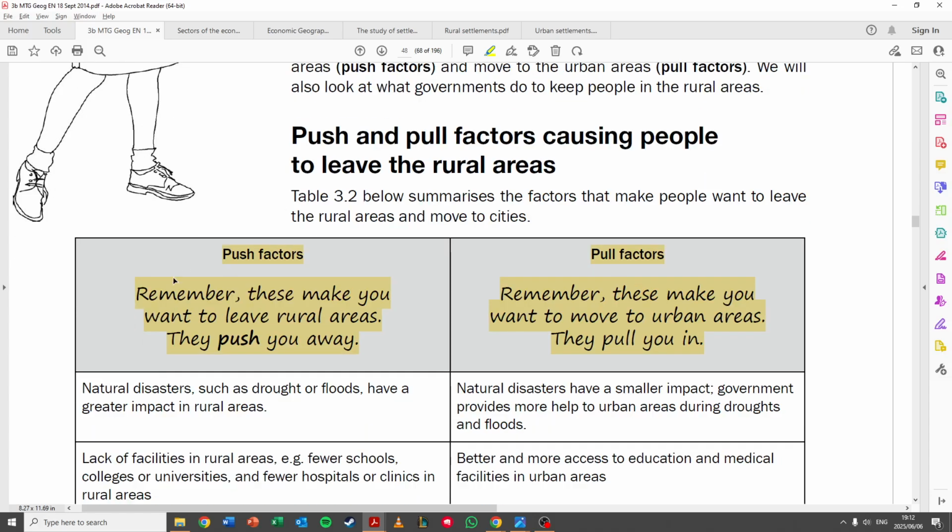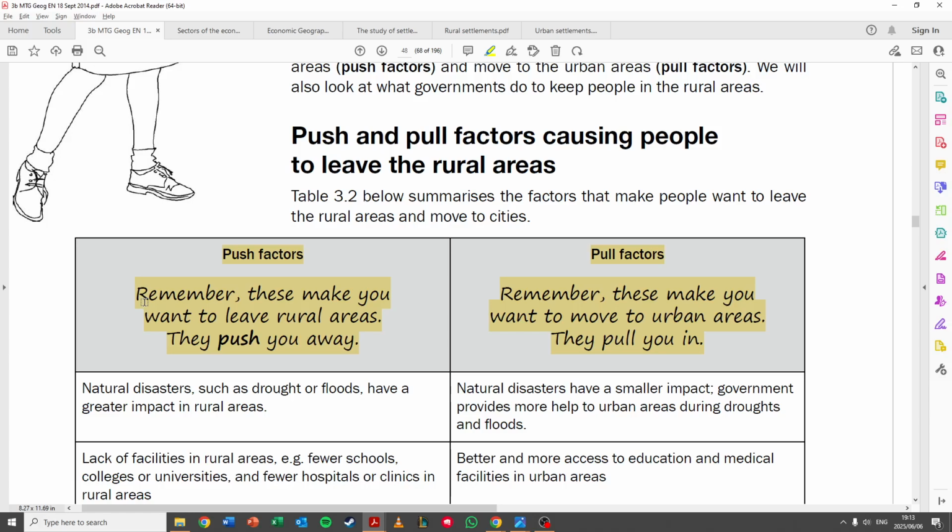Okay, now push factors tend to be negative. So these are going to be the factors that are going to push you away from rural areas because it is not good there. This can be stuff like poor education, poor healthcare, not enough jobs. Let's see what else is there. Not very good service or facilities. Anything like that that's not really good is going to push you away from the area because you don't really have a future there.